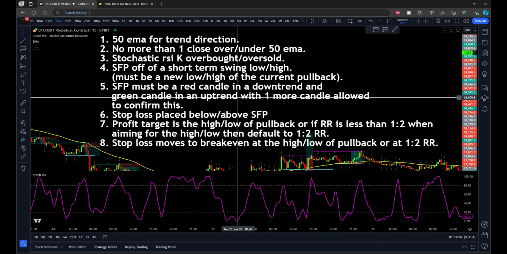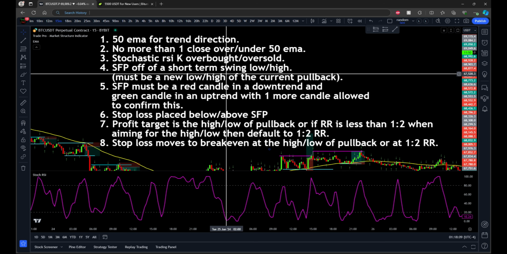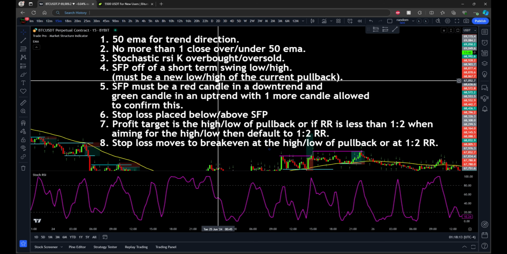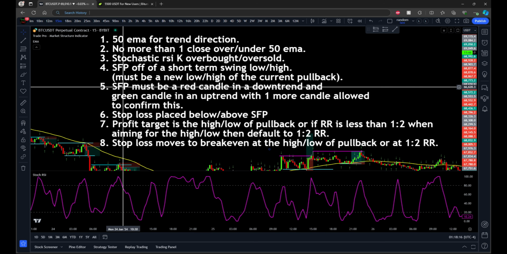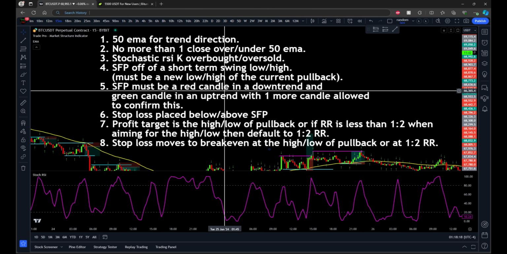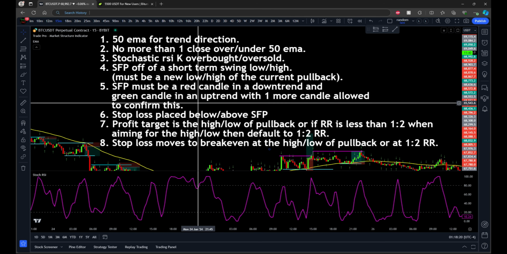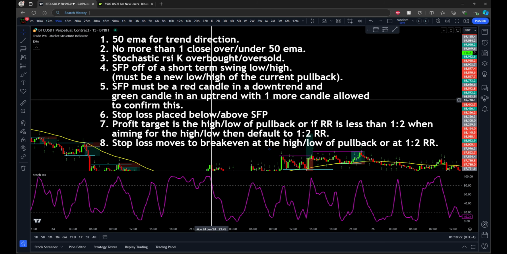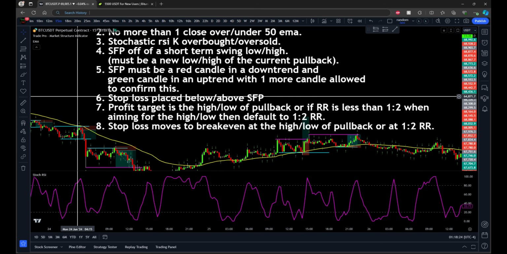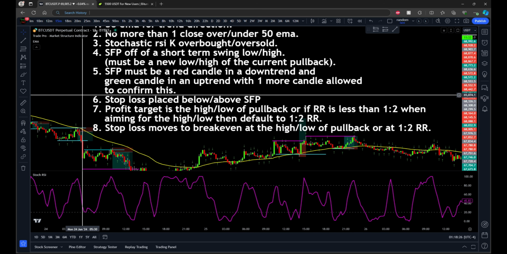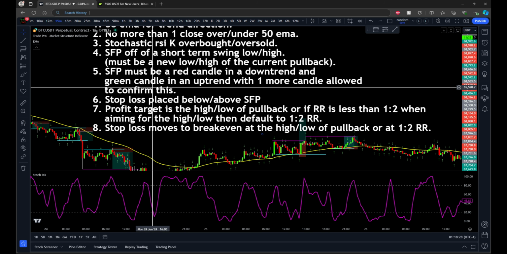That's a rule. You need to see that we have that swing failure pattern off of an untapped short-term swing high or low. That has to be a new low or high of the current pullback. Swing failure pattern must be a red candle in a downtrend and must be a green candle in an uptrend, with one more candle allowed to confirm this. Okay, so I explained that a few times. We have one extra candle to confirm a green or red candle depending on trend direction.